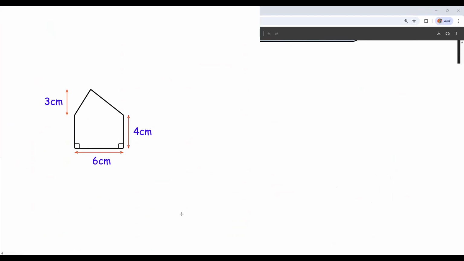Okay, so in this one then, like we say, we've got to break this down into recognizable shapes. So I can see if I split this here, we can see we've got a rectangle, let's call it shape A, and we've got a triangle, call that shape B. So let's do shape A to begin with.